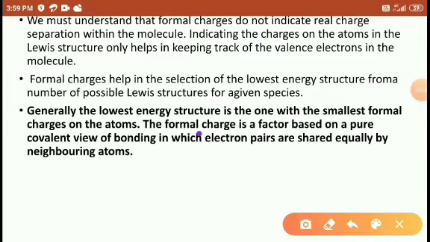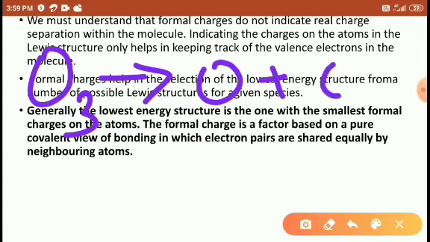Formal charges do not indicate the real charge separation in the molecules. For example, in O3, when all the oxygens are dissociated, they become neutral. They never develop any kind of charge. It means it cannot indicate the separation of molecular charge. It only indicates, within the molecule, with respect to the valence electrons and bonding electrons, how much charge is developed over the atom or ion.